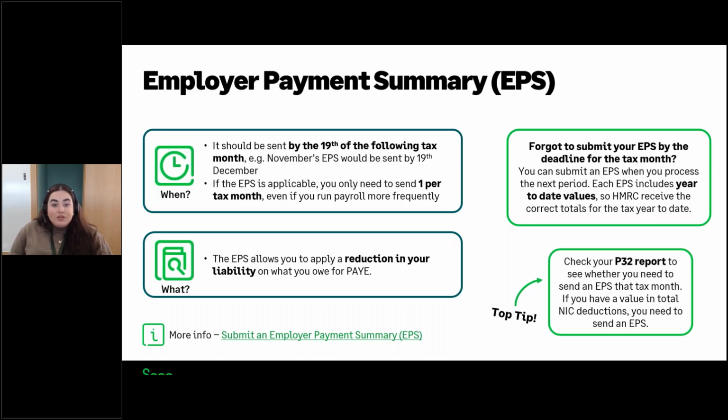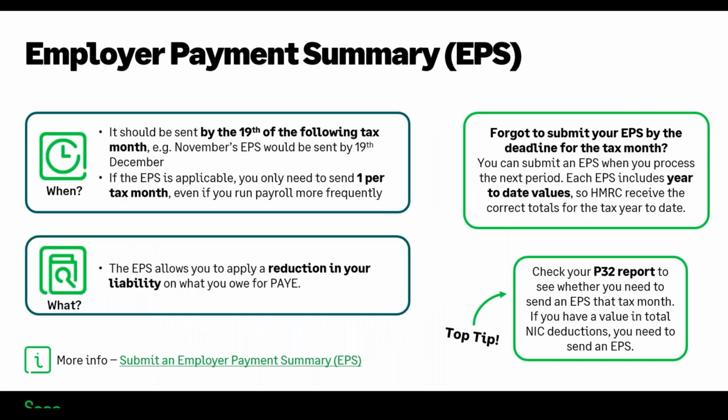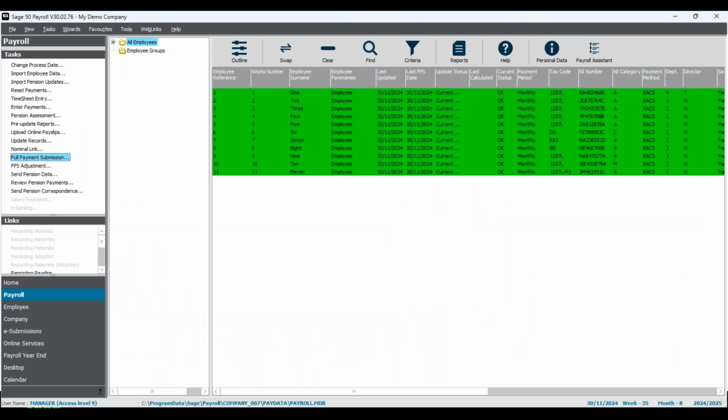So let's go straight back to payroll, and I will be checking whether I need to send an EPS and of course then submitting that to HMRC. So remember, the EPS is a month-end task, so you would send this once all of your pay runs in the tax month are complete. And we can see just by my last FPS date and last updated date that they are. So I've finished my payrolls for the tax month, and it's just about sending this EPS now.